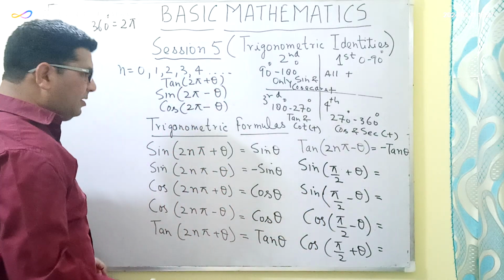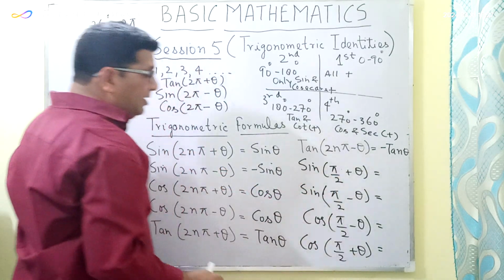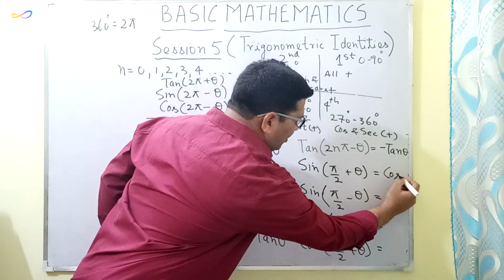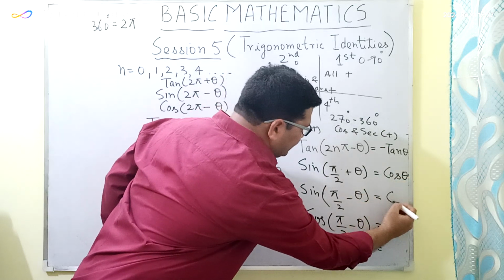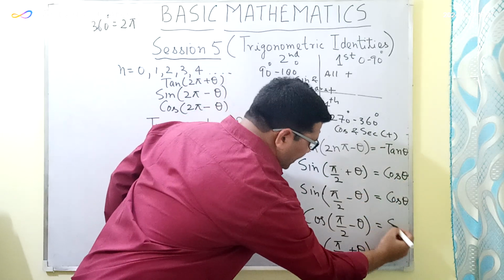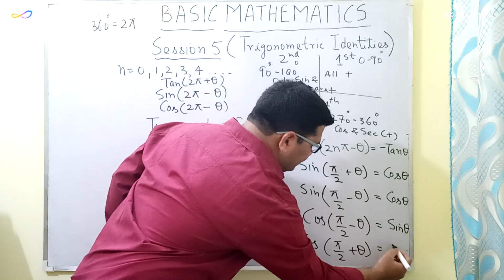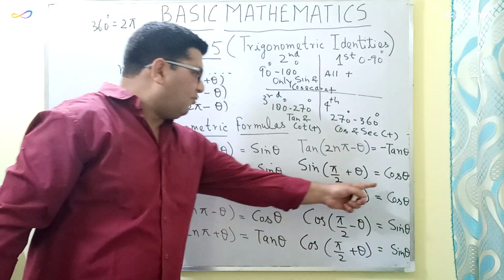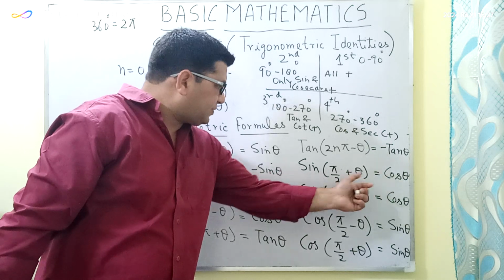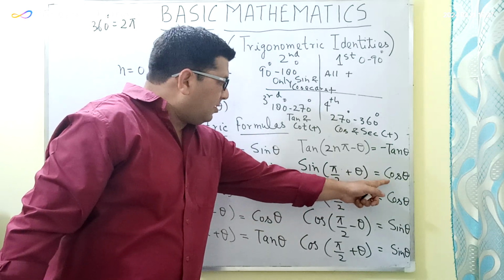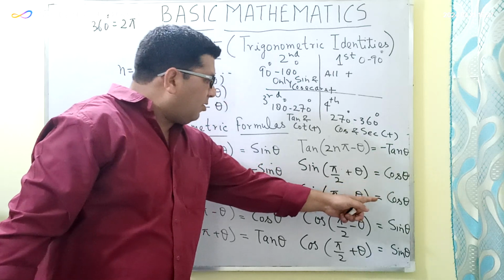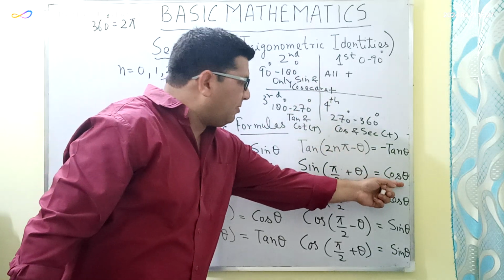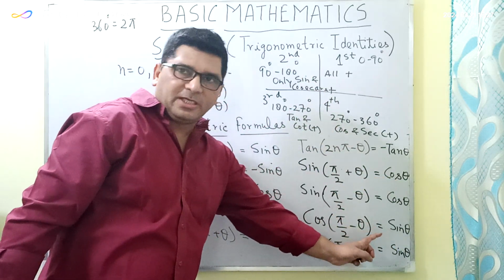Now let's come to sin(π/2 + θ). Whenever there is π/2 plus θ, the function gets converted: sine will get converted into cos, and cos will become sine θ. Here the only thing is, which trigonometric function will it be, cos θ or sin θ. We simply have to find with the help of these coordinates whether it will be positive or negative.